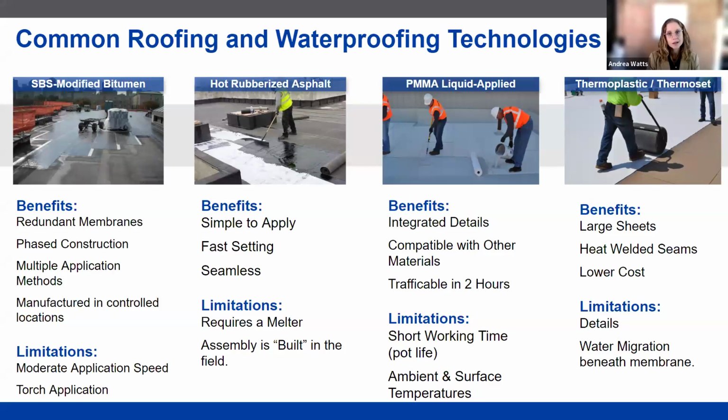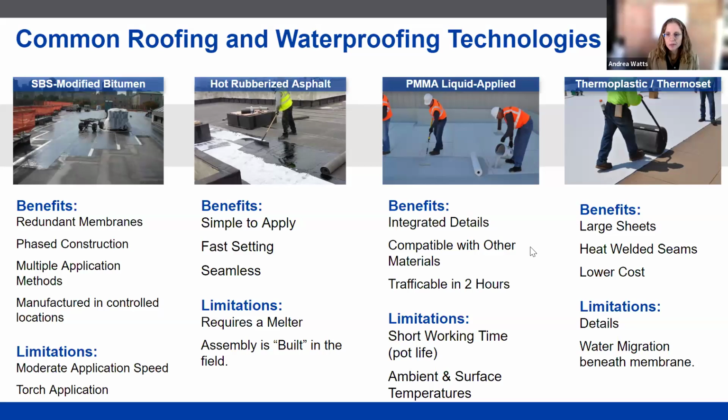SBS membranes can be applied in a number of different ways. We have torch applied, which is one of the most common methods for waterproofing installations, but they can also be applied with cold applied adhesives or a hot rubberized asphalt mopped on adhesive as well. Now, this is not a fast application because we are putting it on in multiple layers, and depending on the application method, it can take more time compared to the other systems. And a torch applied application does have an open flame. So again, something to consider based on the requirements of the building owner and the other entities working on this project.